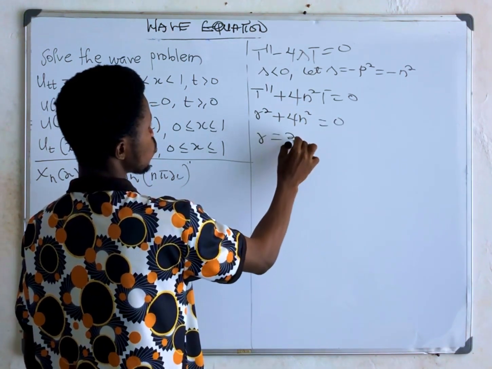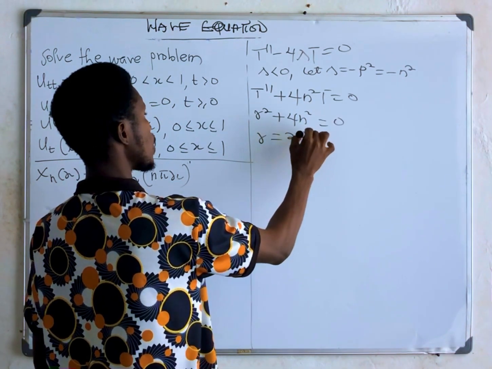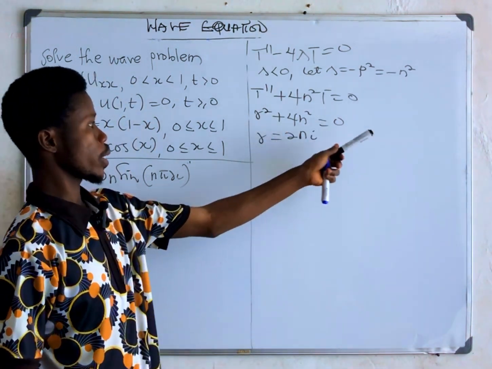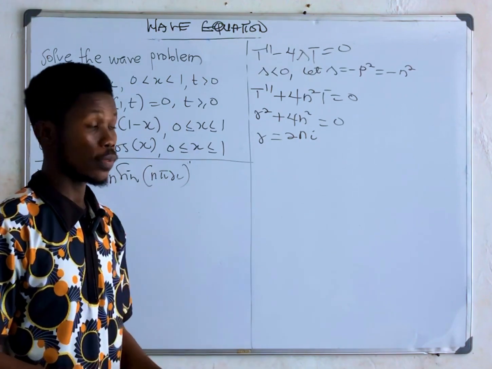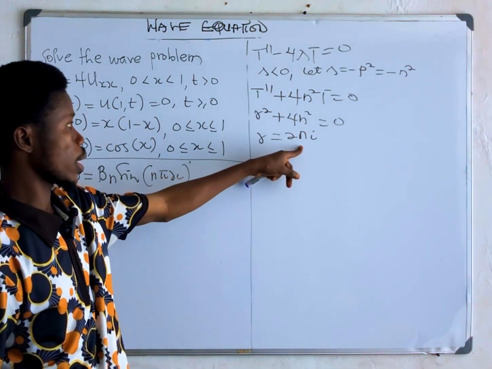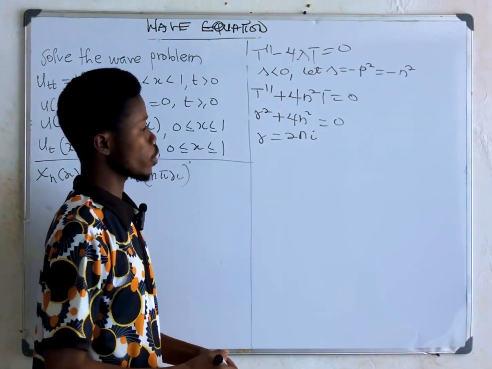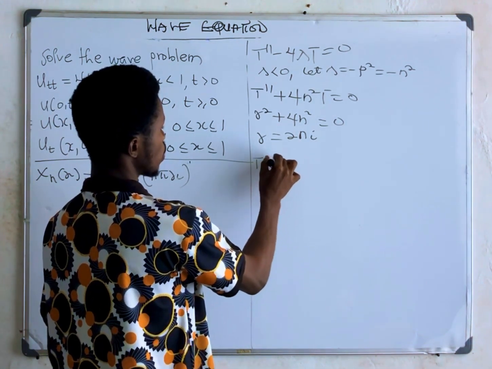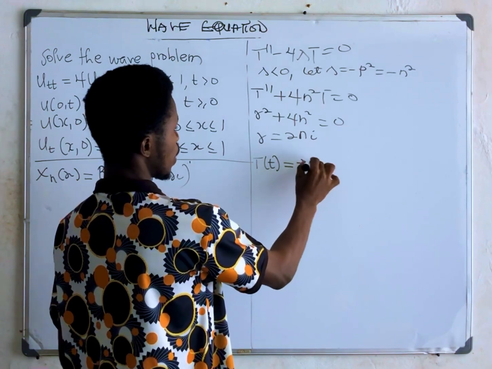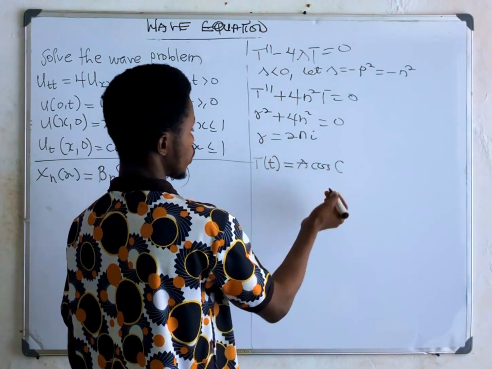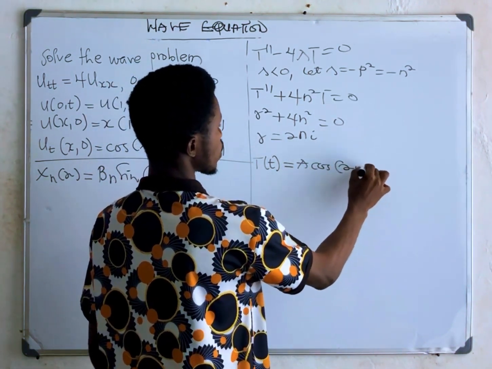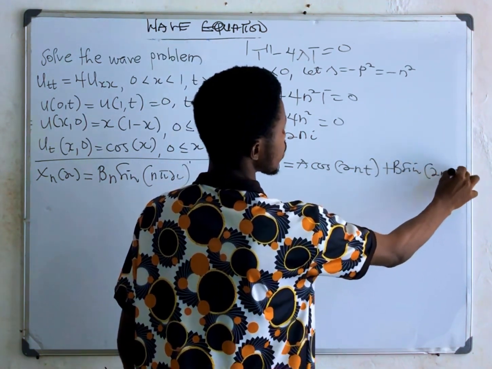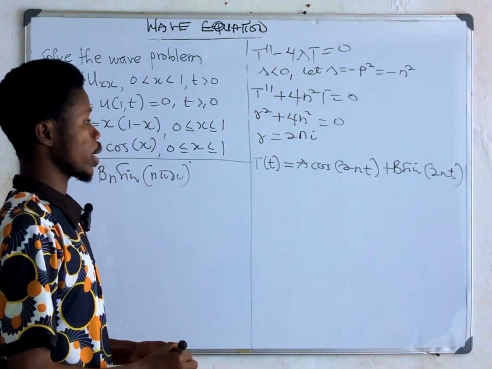My r will be 2ni. Is that okay? 2ni. If you send this way, it becomes negative. If you take the square root of a negative number, it gives you complex. That's why the i is coming in. So let's move on. How do you write the solution of this? This is going to be T of t equals A cos 2nt plus B sine 2nt. So that is the solution for that.